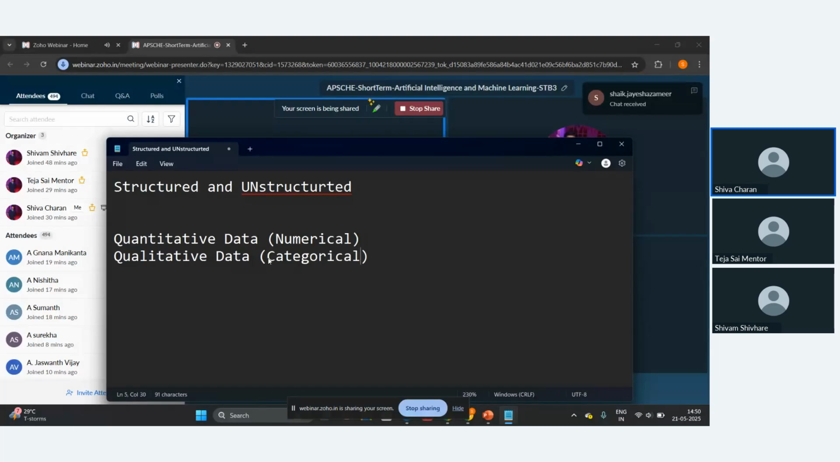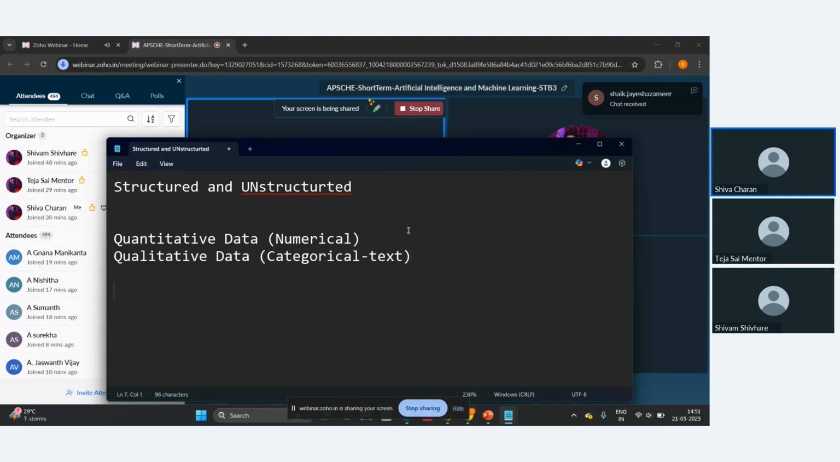So what is this numerical and categorical? Numerical means the data which is in number format. Structured data will be in tabular format, in rows and columns. And coming into qualitative and quantitative, quantitative is numerical and qualitative is categorical. So what is this categorical? Categorical is nothing but again in a text format. So this is about qualitative and quantitative.